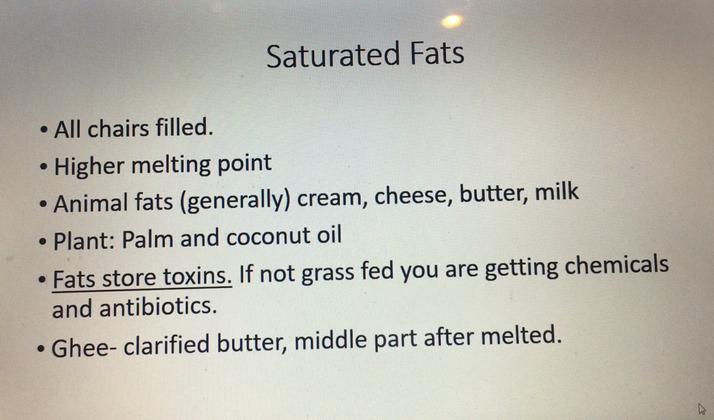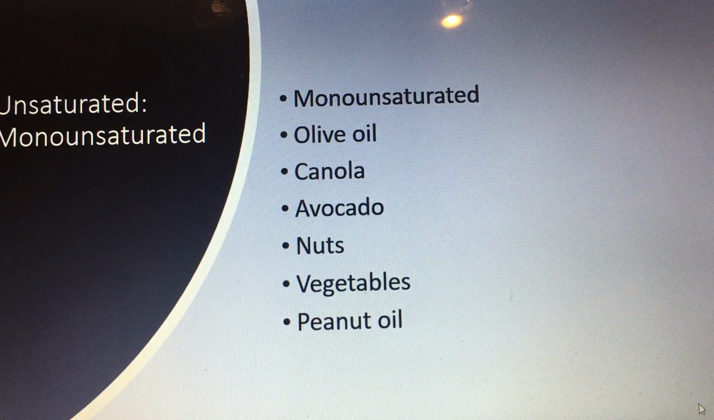They're generally in animal fats. They can store toxins. So if you're eating a saturated fat, you want to make sure it's grass-fed and that the animal wasn't given any antibiotics. Ghee, which is clarified butter, is very high in saturated fats, and it's a good source of fat for cooking. Okay, and then monounsaturated fats. The only ones we really want to cover on that are perhaps olive oil and avocados.